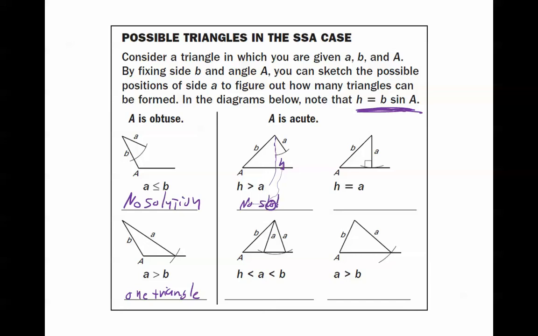No solutions. That looks awful. Sorry. If H and A are the same, right, that would be this line right here, then that means a single right triangle has been formed. So there is one solution.